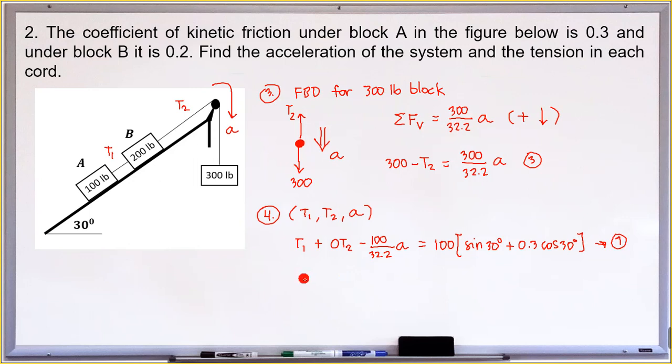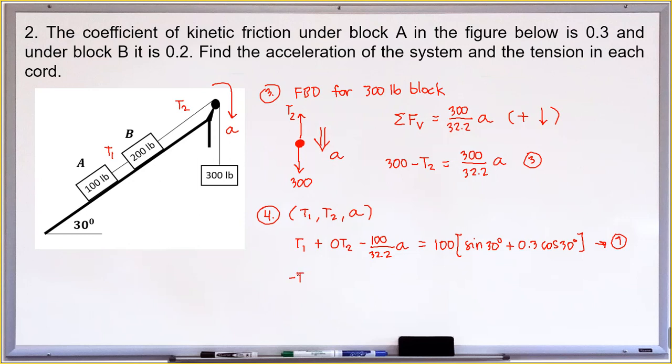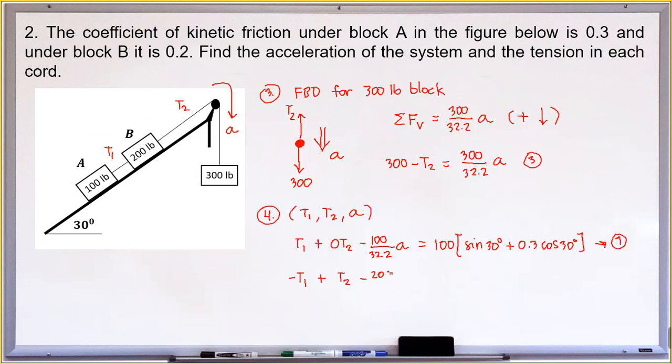For the second equation, again, negative T1, T2 positive. So negative T1 plus T2. Then the acceleration, just transfer this one on the other side and also the constant on the other side. So we have minus 200 over 32.2 acceleration is equal to 200 times sine 30 degrees plus 0.2 cosine 30 degrees. This is our second equation.